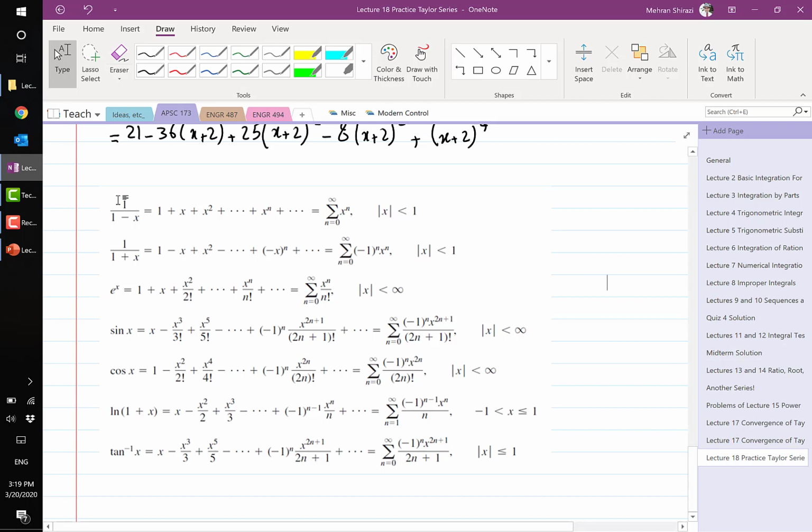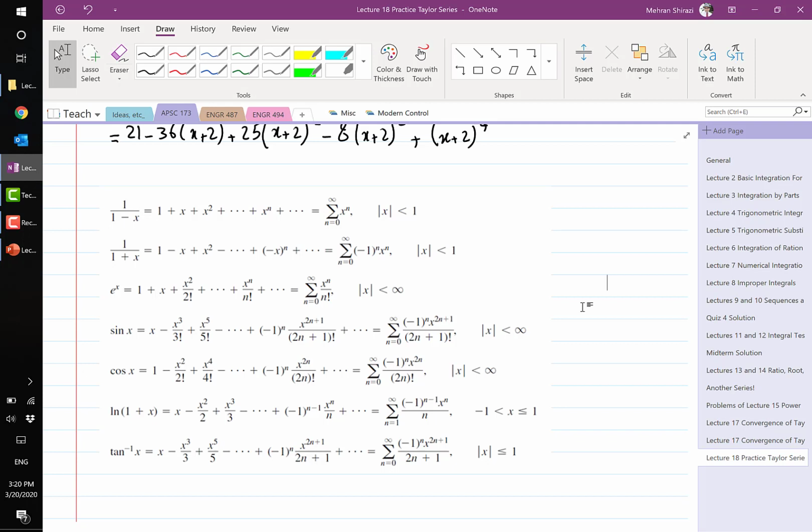Here, for example, we have 1 over 1 minus x. The Maclaurin series or Taylor series at x equals 0 is found like this, and the interval of convergence is between 1 and -1. For e to the power of x, we have this Maclaurin series, and the interval of convergence is from -infinity to infinity. So we are going to solve many examples on this in the next video, practicing finding these intervals of convergence.